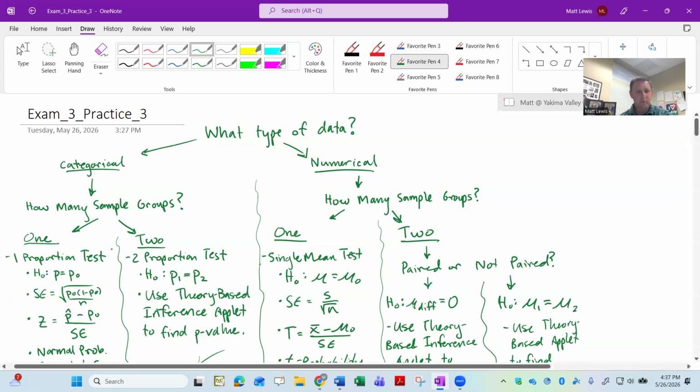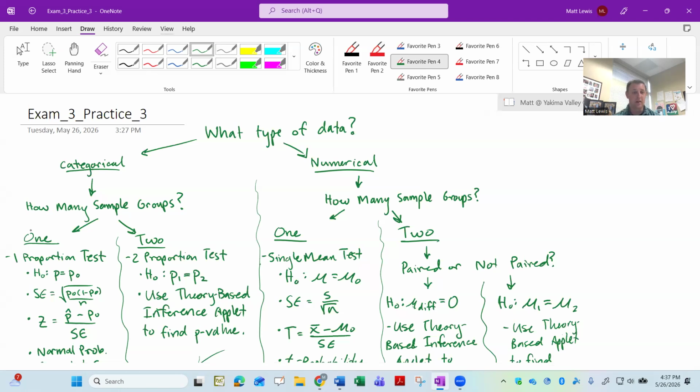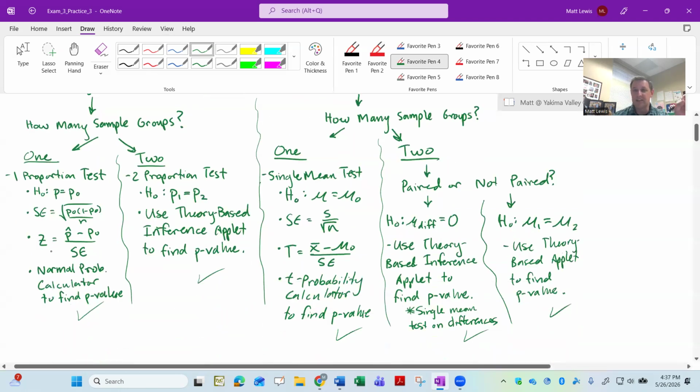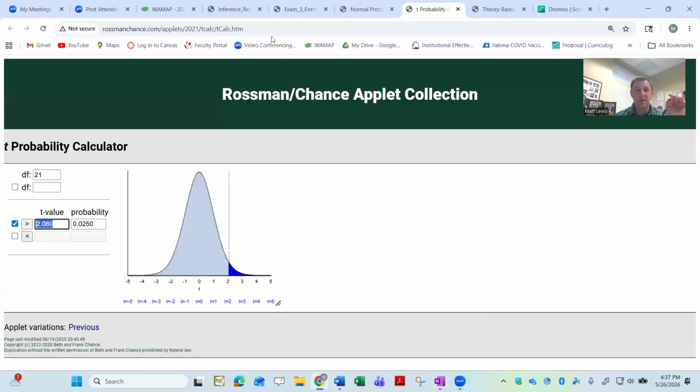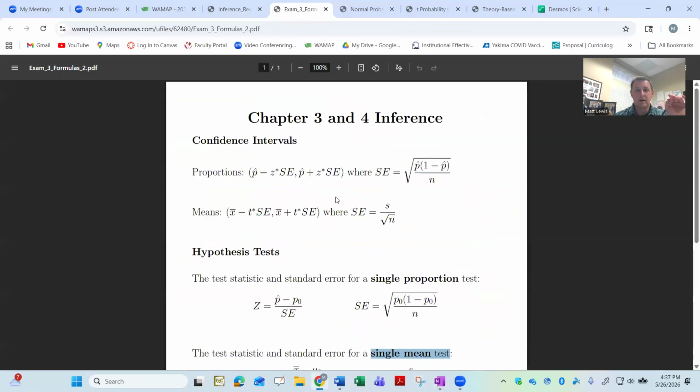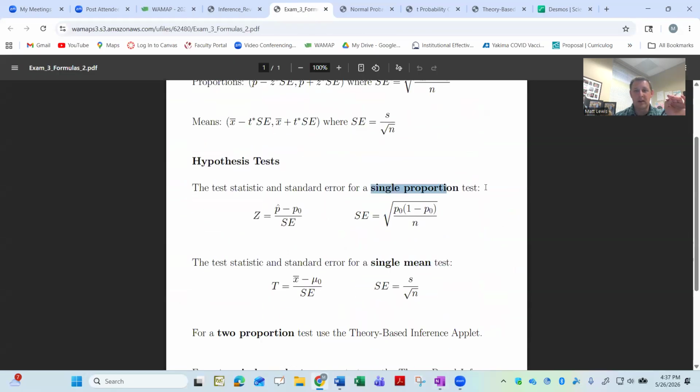So I'm over here. How many sample groups are there? Well, all they did was ask a bunch of adults. There weren't 2 different groups of adults. It was just one big group of 1,000 adults. So that means there's 1. So this is a 1 proportion test, and I'm using these formulas here along with the normal probability calculator to find the p-value. In terms of my formula sheet, it's a single proportion test, so I'm right here. It's reminding me of how to calculate the standard error and the test statistic.